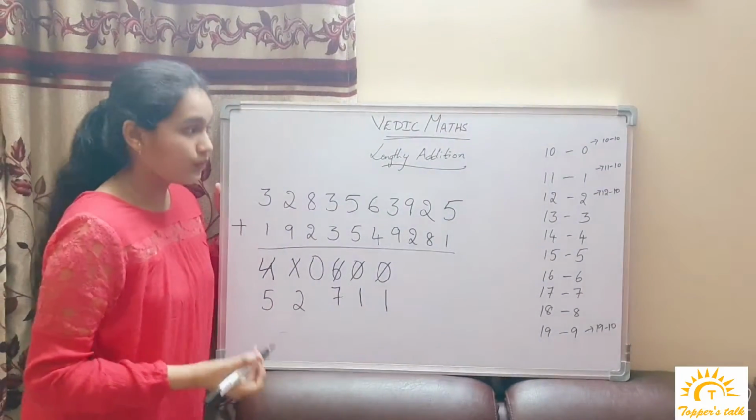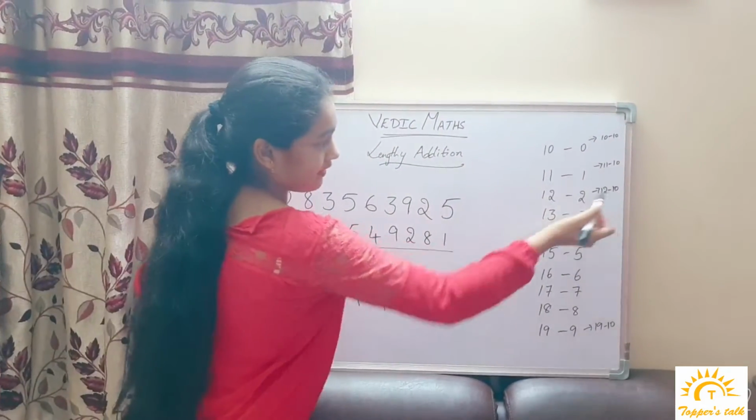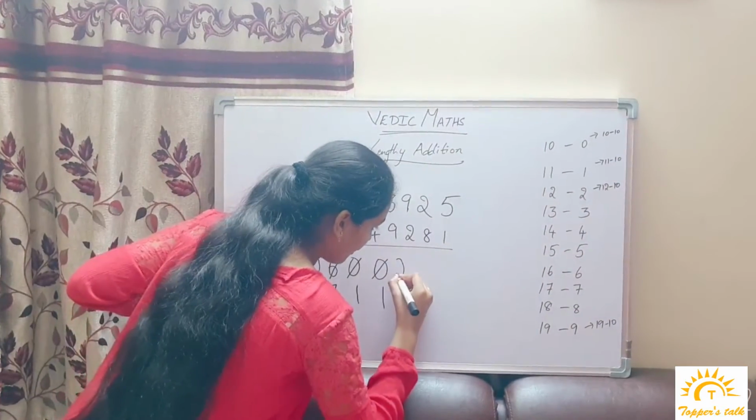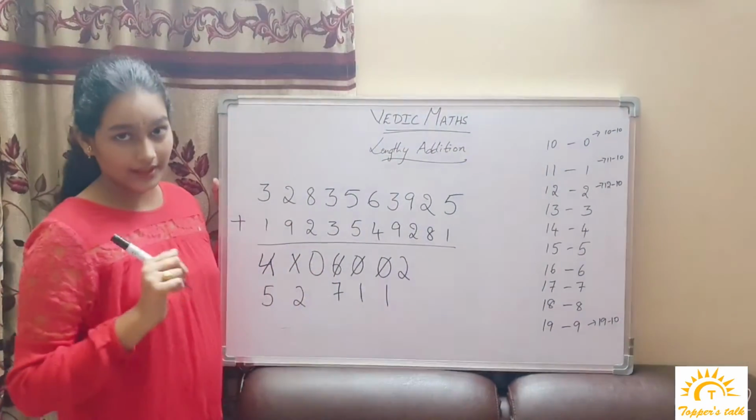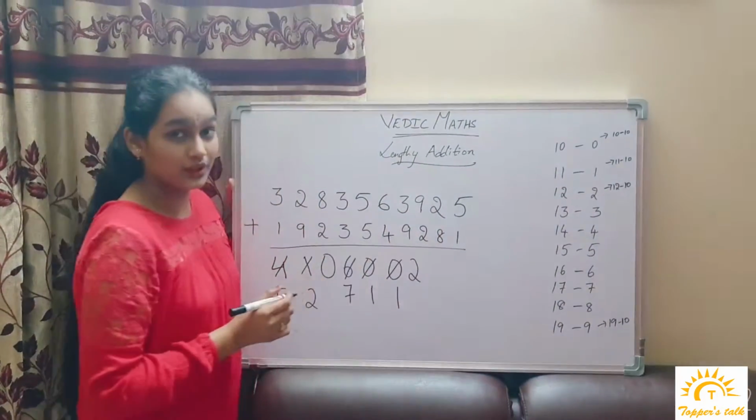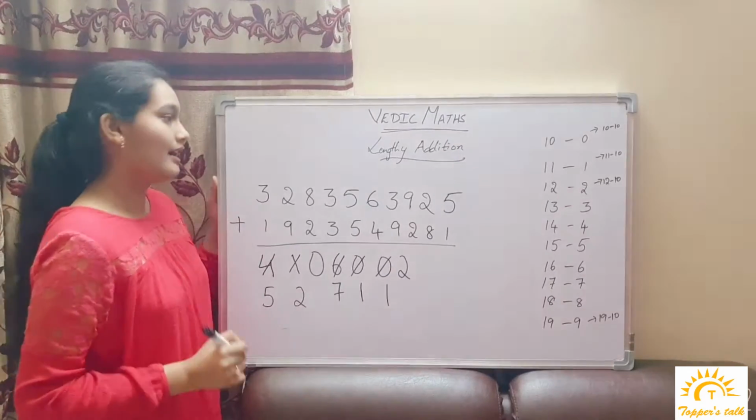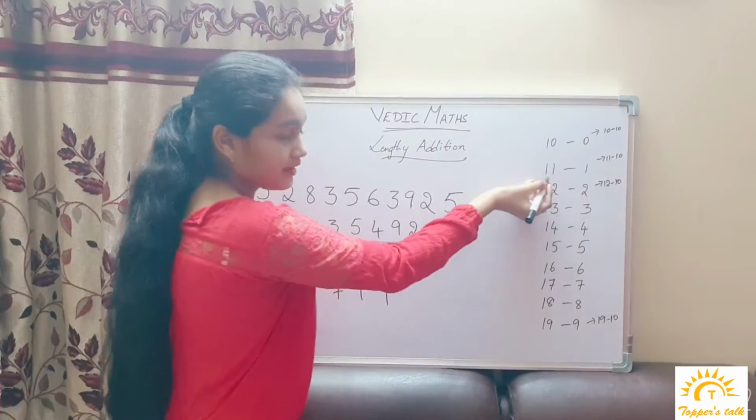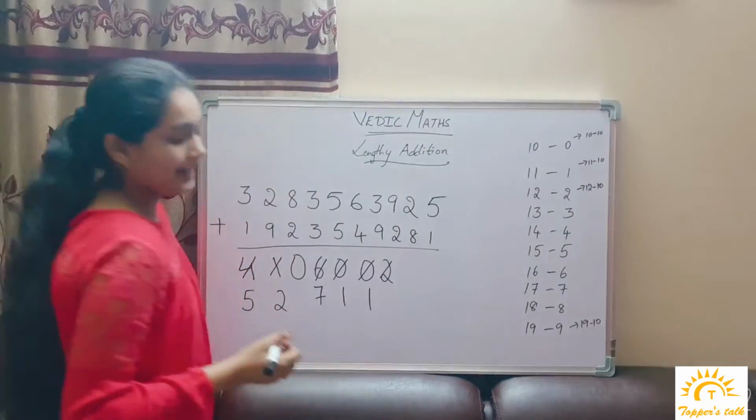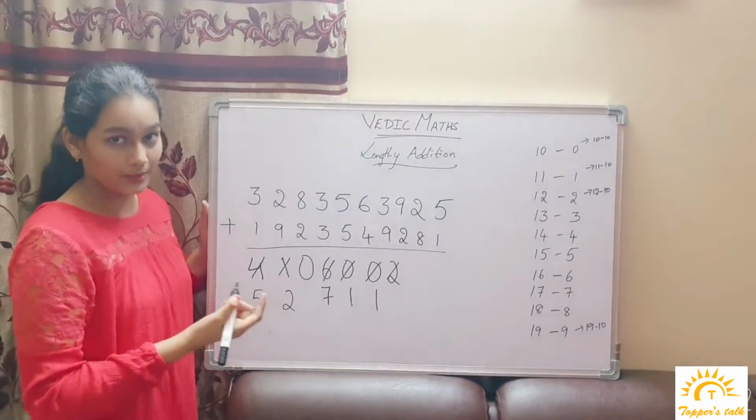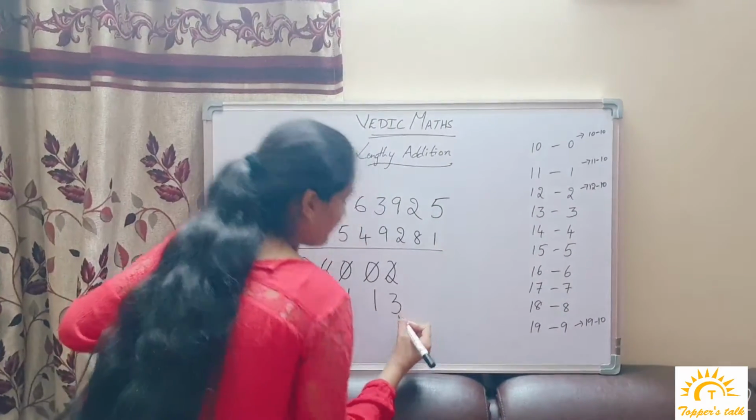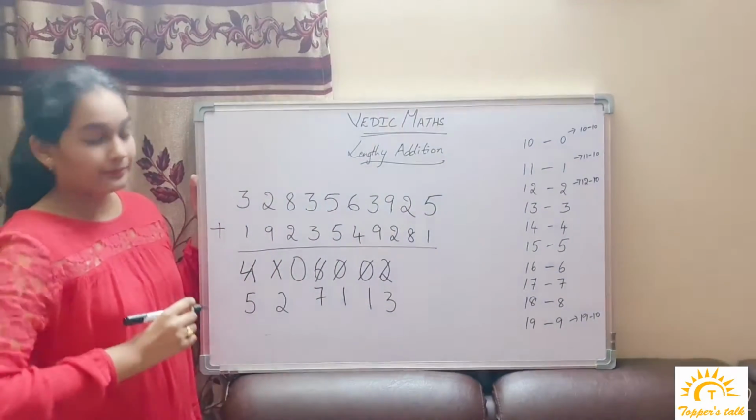Next, we have to do 12 minus 10, which is 2. And write that 2 over here. Next, we have to do 9 plus 2, which is 11. 11 is a double digit number. So we have to cross out the before number and add 1 to it. 2 plus 1 is 3. So I'm writing 3 over here.